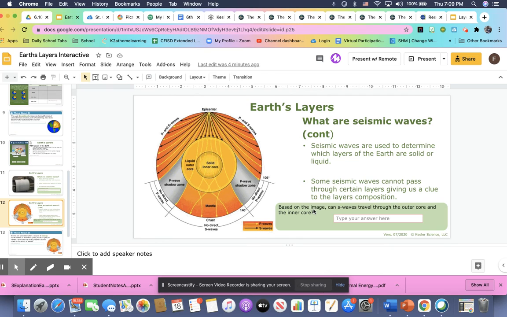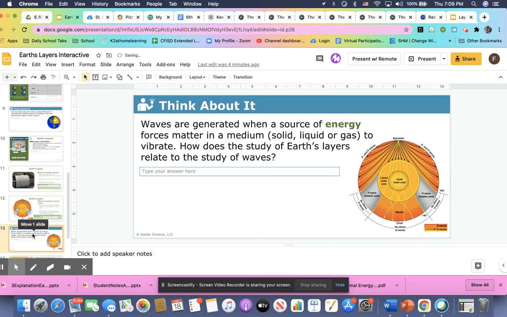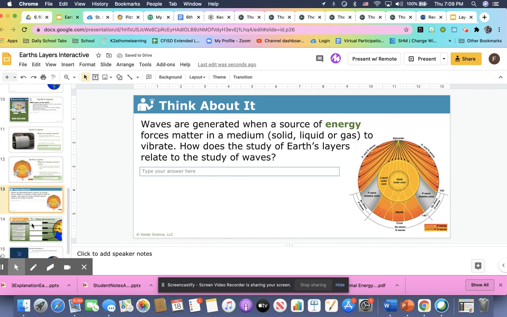Based on that image, can S waves, our seismic waves, travel through the outer core or the inner core? So do you think they travel through the outer core or through the inner core based on this diagram? Again, your teacher will have the actual answers if you want to check your work. Waves are generated when a source of energy forces matter in a medium, solid, liquid, or gas, to vibrate.